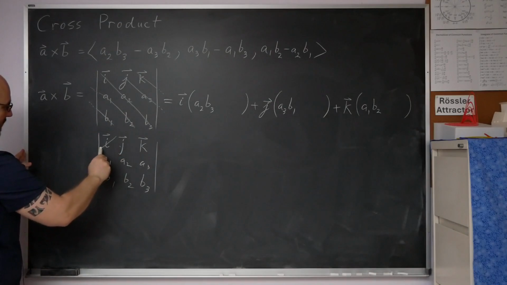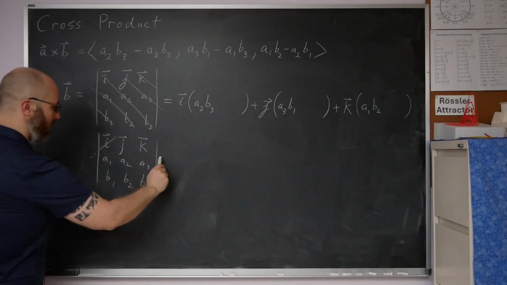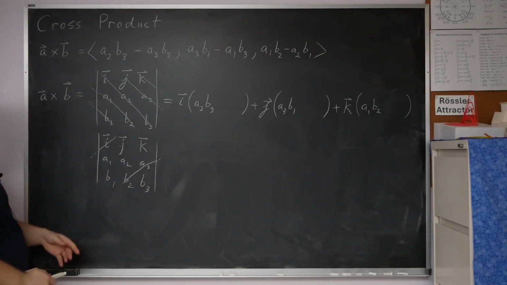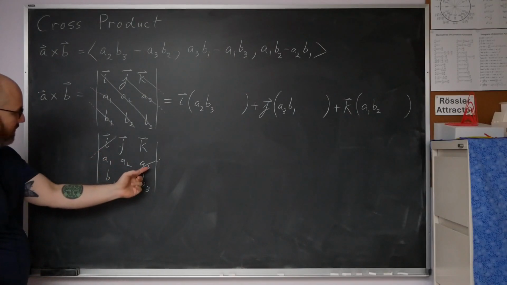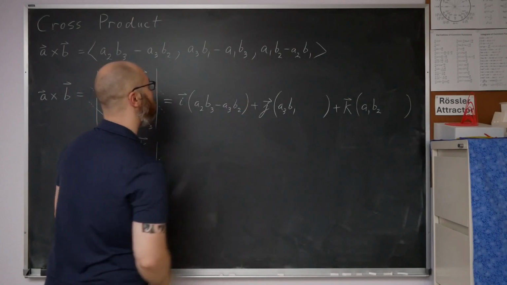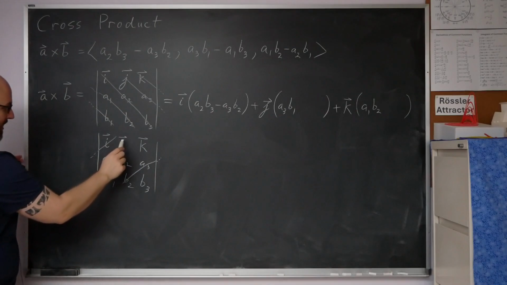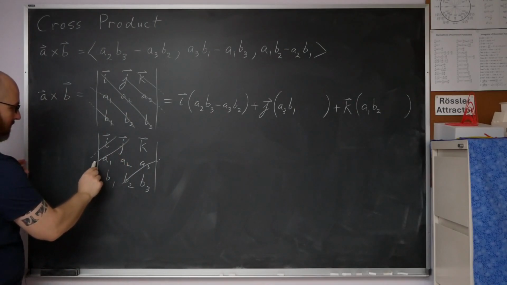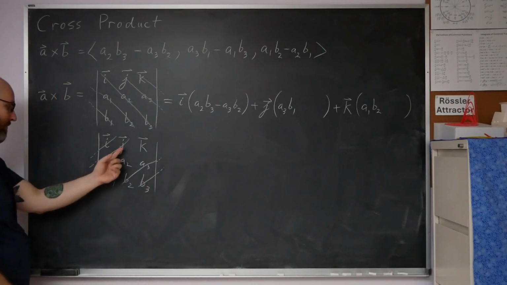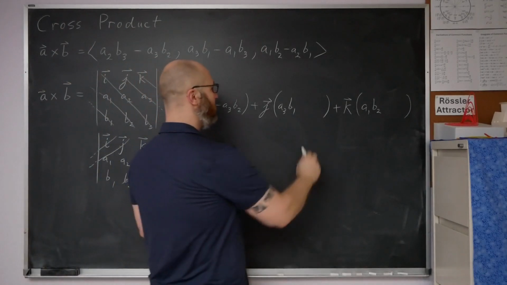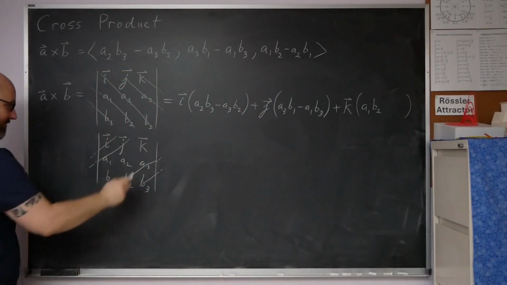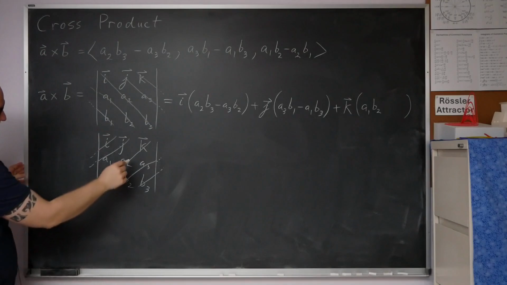So I'm going to have I times A3 times B2, and I'm going to have minus. So it's negative I times A3 times B2. All right. Then I'm going to do the same for J. I'm going to have J times A1 times B3. Sorry, negative J times A1 times B3. Then same thing for K. I'm going to have negative K times A2 times B1.